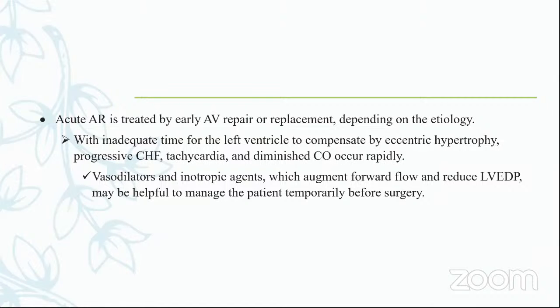Acute AR is treated by early aortic valve repair or replacement depending on the etiology. With inadequate time for the left ventricle to compensate by eccentric hypertrophy, progressive congestive heart failure, tachycardia, and diminished cardiac output will occur rapidly. So vasodilators and inotropic agents, which can augment the forward flow and reduce the left ventricular end-diastolic pressure, may be helpful in the management of these patients as a bridge before surgery.